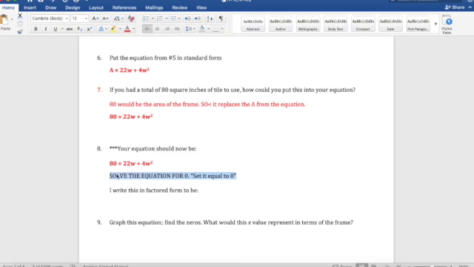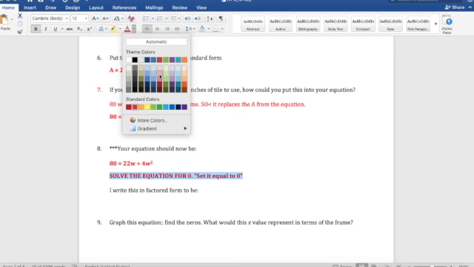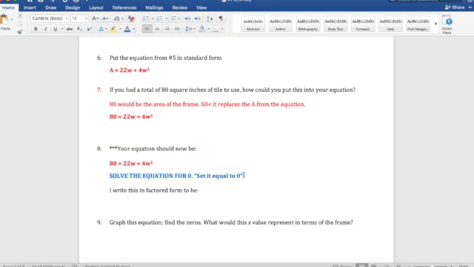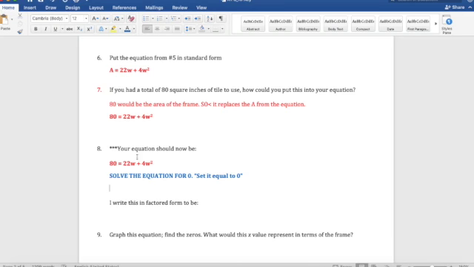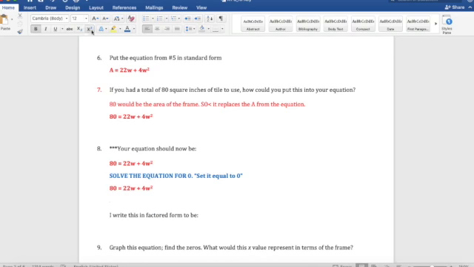So put that in bold and red. I should put in a better color than red because it's really what we're going to be doing: solve the equation for 0, which means set equal to 0. So then basically what I'm going to do is take this, copy and paste it down here, and I'm going to subtract 80 from both sides, because that'll make the left-hand side 0.